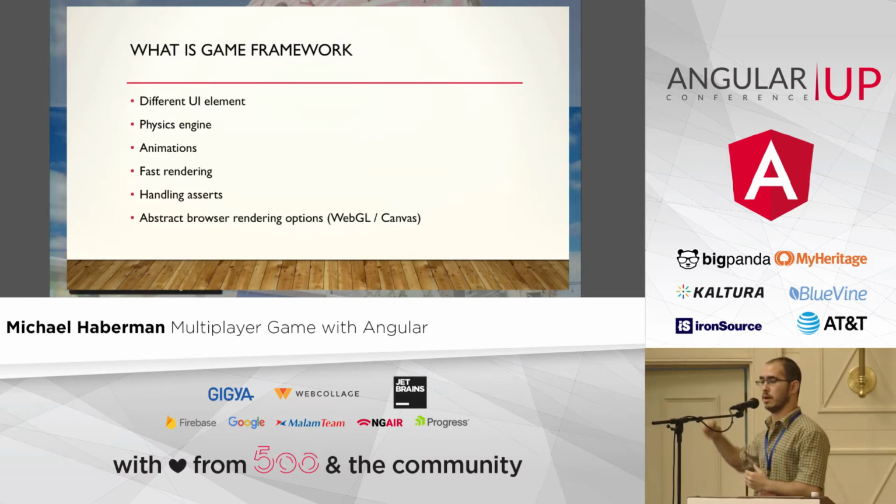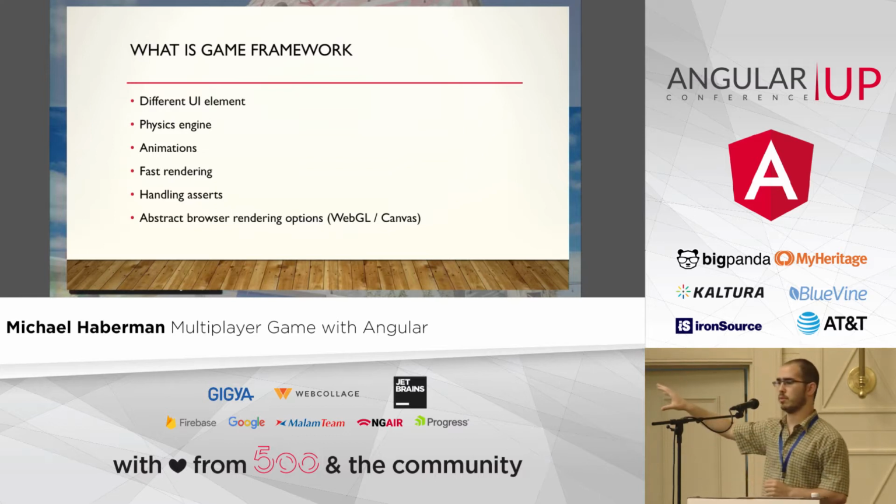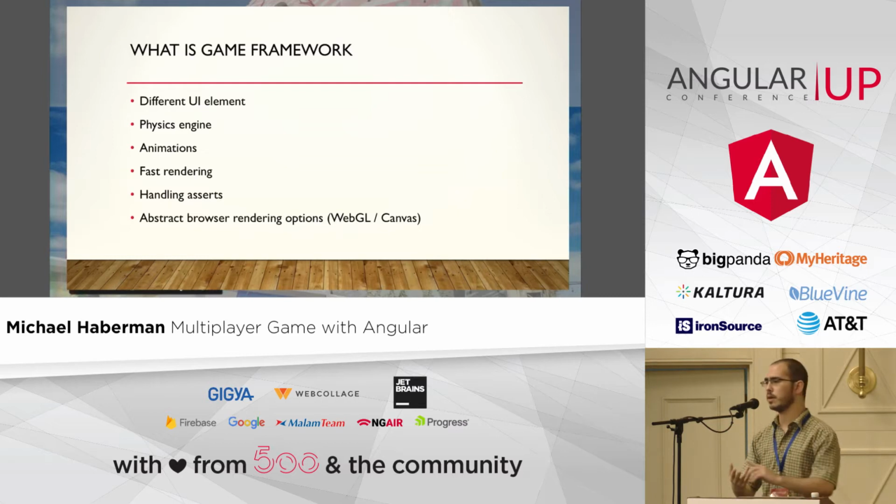And then everything that we're going to do is going to use animations. Every component that moves moves with animation. So we need something to support that. Animations need fast rendering. We have a lot of assets to handle. And when I'm saying assets, I'm talking about images, videos, audio, things like that. And the last thing that I want my game framework to do for me is abstract away how the browser renders the game.